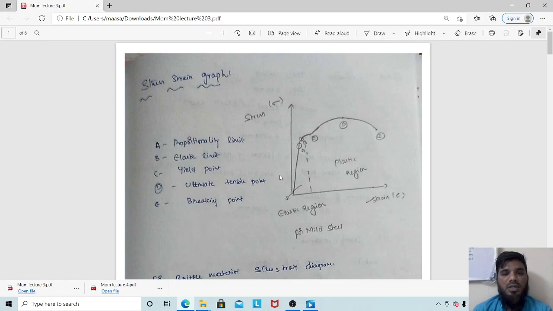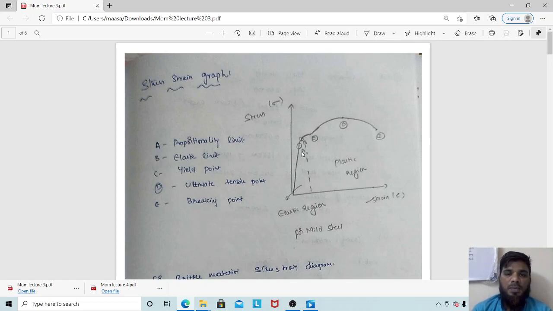Similarly, if you increase the stress, the strain will increase by the same proportion. So they will be equally proportional to one another, with the ratio always equal. The ratio will always be equal with respect to stress and strain up to a limit, that is A. That limit is called the proportionality limit.